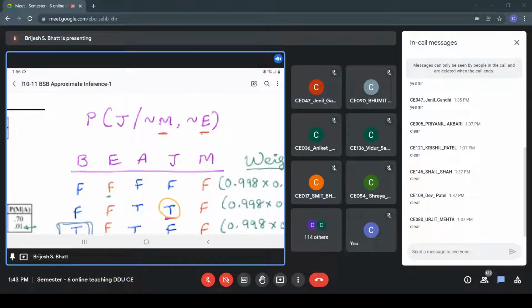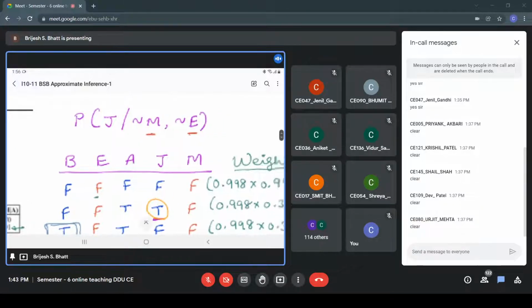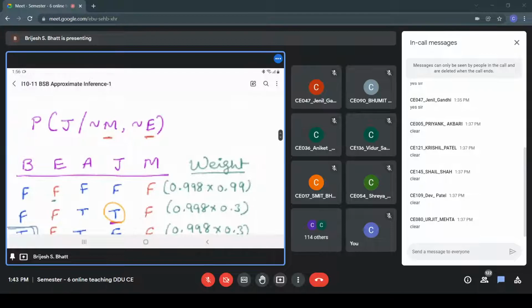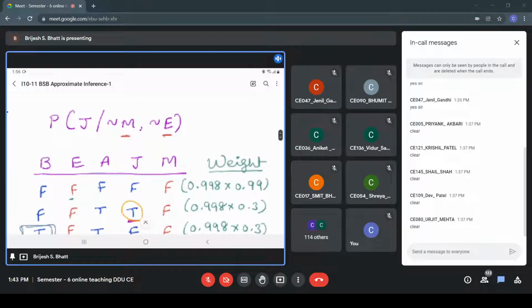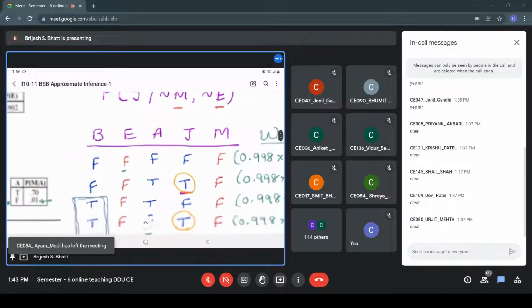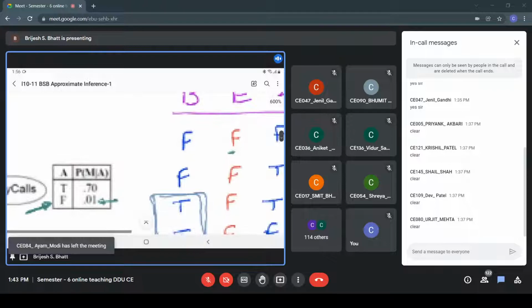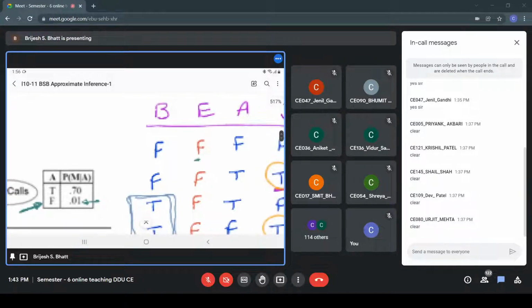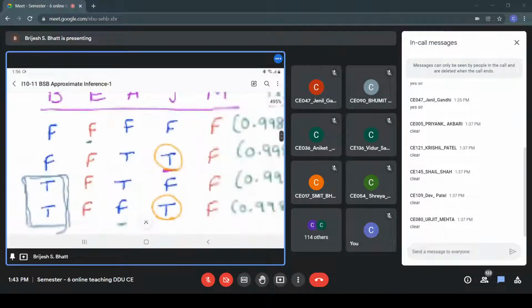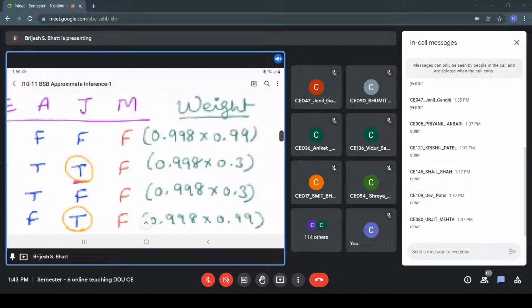So we need to fix weight for E and M, the variables which are not sampled. So E remains false with a probability of 0.998. Now M remains false given A is equal to true with a probability of, if you see the first row of this table, then it remains true with a probability of 0.70. So it remains false with a probability of 0.30. So the weight of this column will be 0.30.